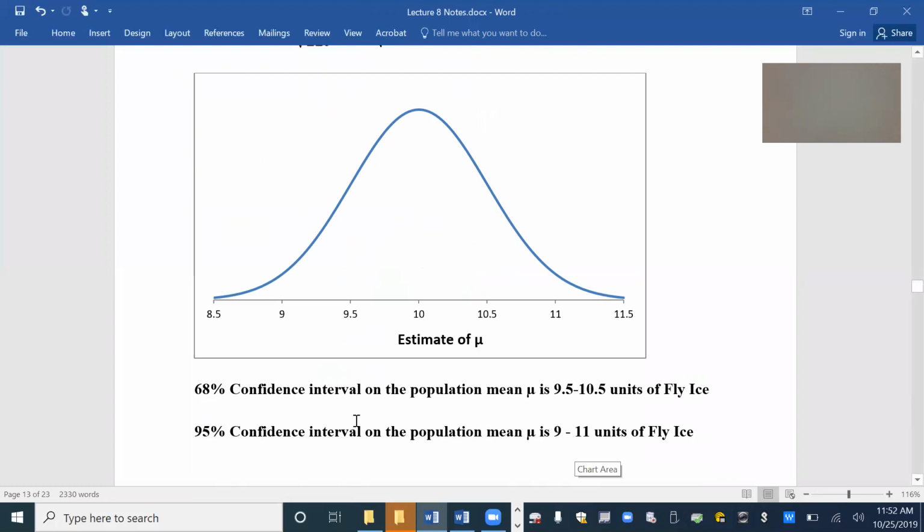So my step size is 0.5, or half a fly ice. I'm 68% sure that the average of all 40,000 will be between 9.5 and 10.5. I'm 95% sure it'll be between 9 and 11. And I'll bet my job it's between 8.5 and 11.5. Great.